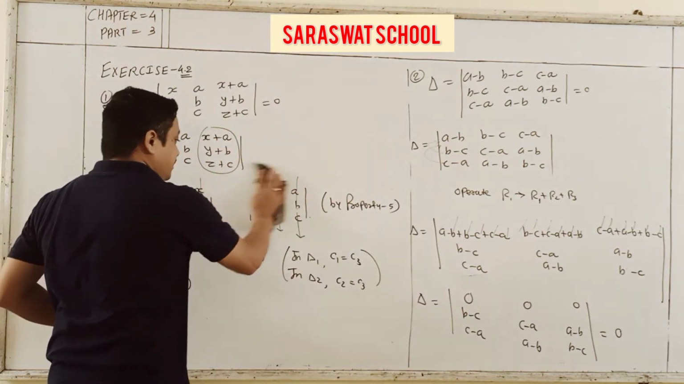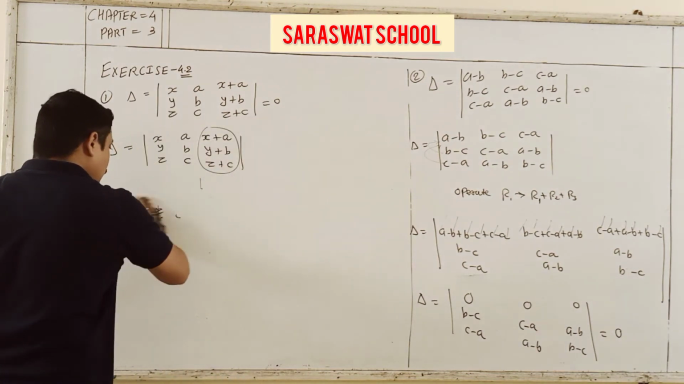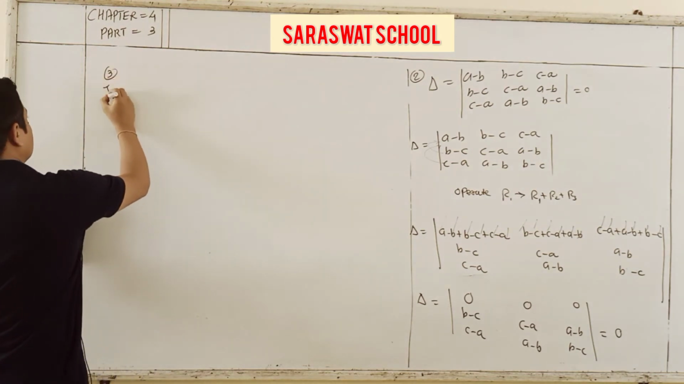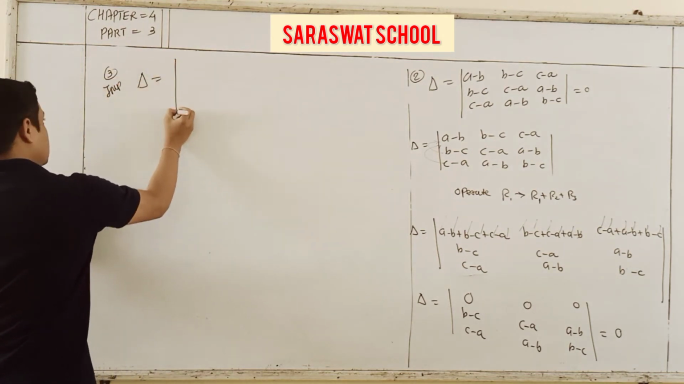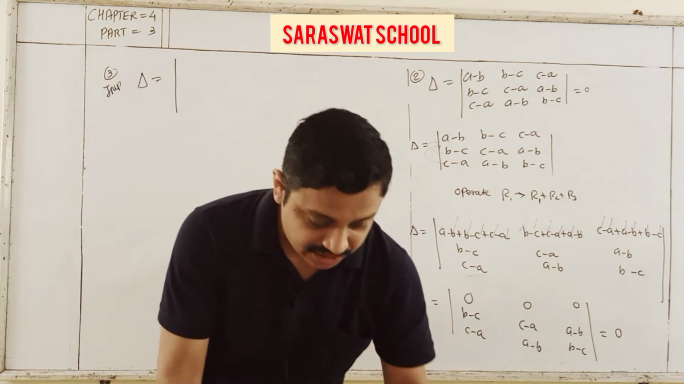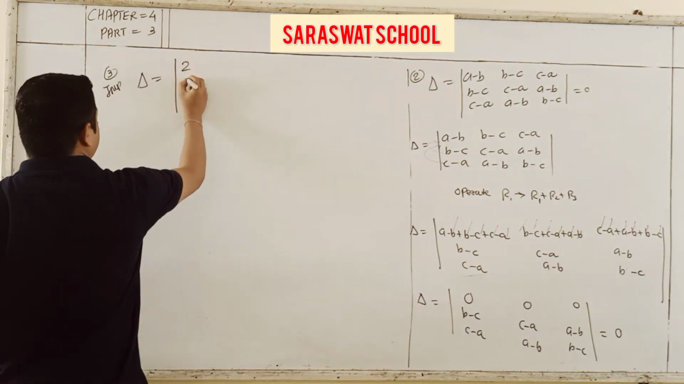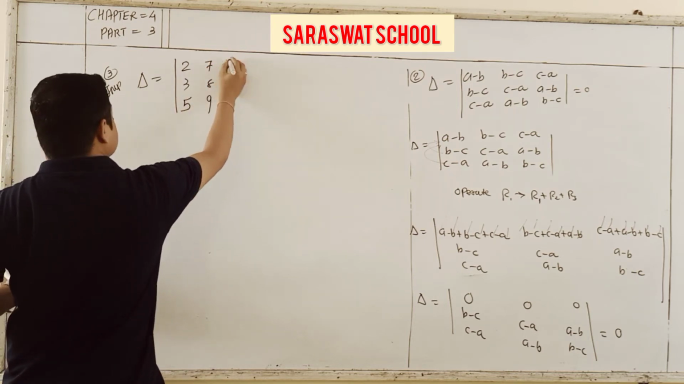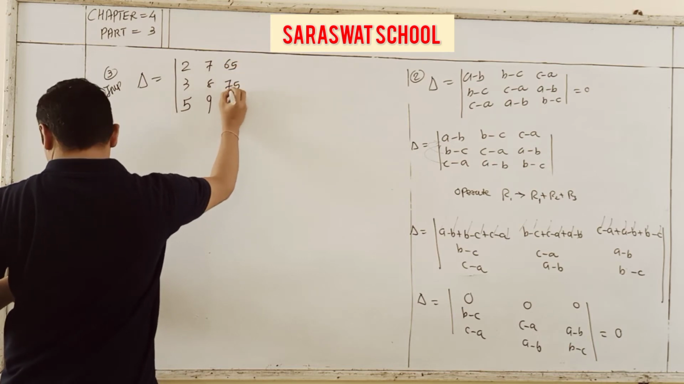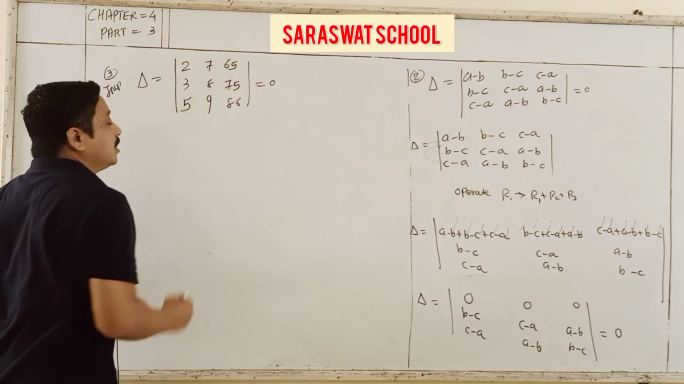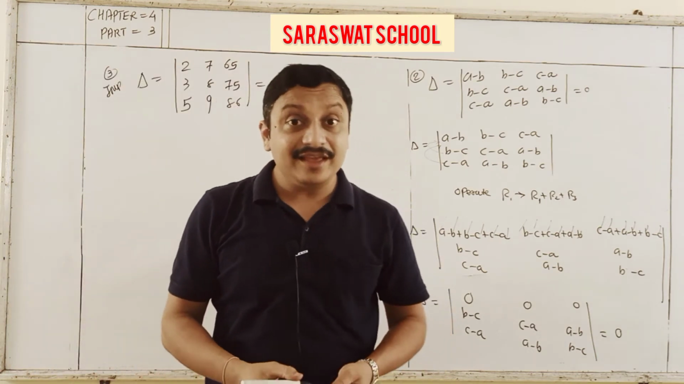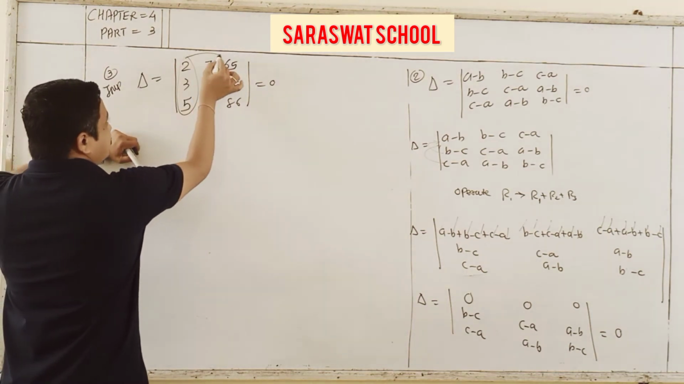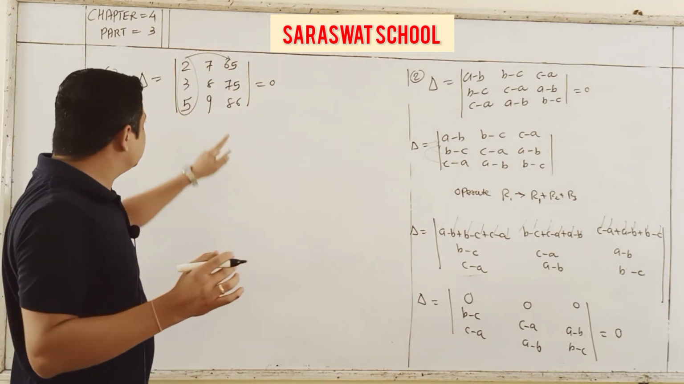Now the third question is an important exam level question. Find the determinant del given 2, 3, 5, 7, 8, 9 and 65, 75, 86. We will show the answer is 0 by using properties. Students, just think about that: if I subtract this column here, definitely our answer comes.